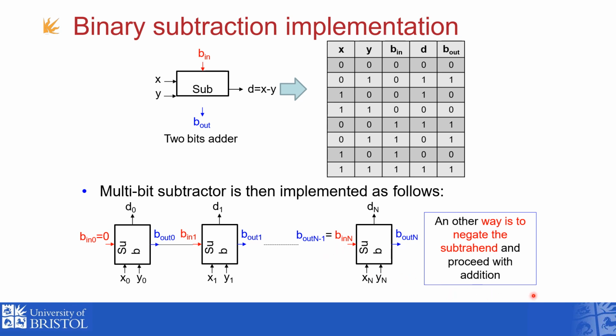As a final comment, there is another way to do a subtraction. As you know also from the decimal system, a subtraction is equivalent to adding to a number a negative number. So one way is just to negate the subtrahend and proceed with an addition, which has a lot of advantages, but that is another story to tell during next week.